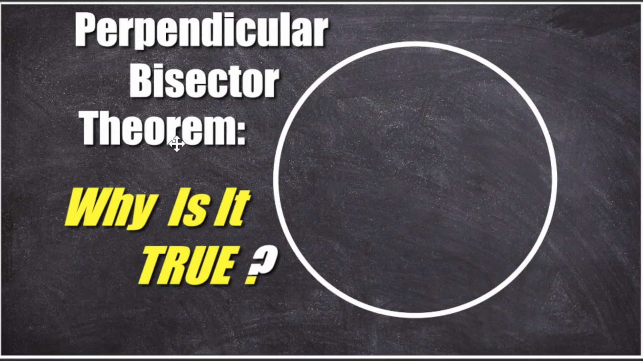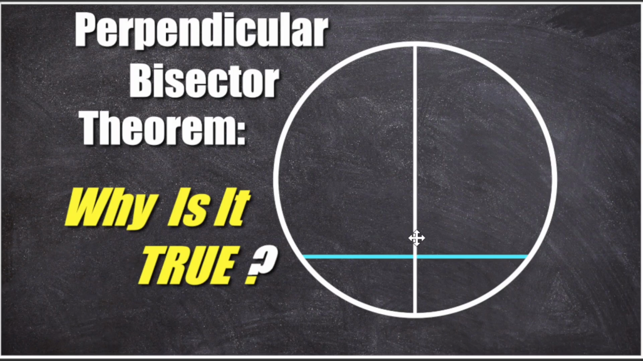In this video we're going to be looking at the perpendicular bisector theorem and showing why it is true. Let's begin by building the physical structure upon which the theorem is based. First we draw a chord across the circle, then we draw a line that's perpendicular to the chord.